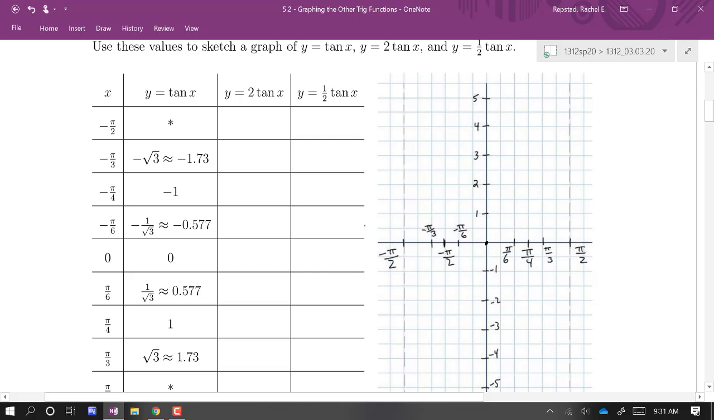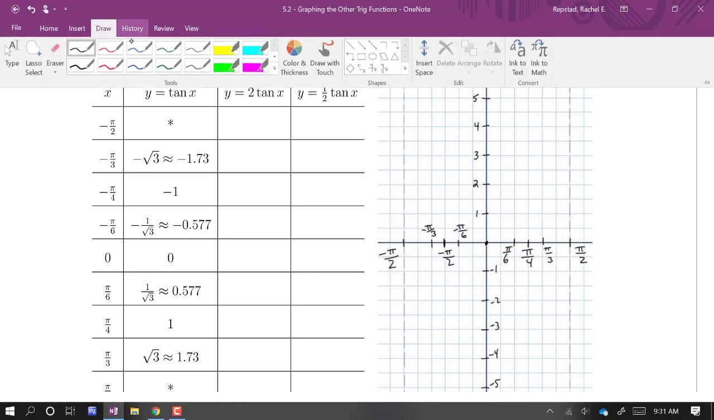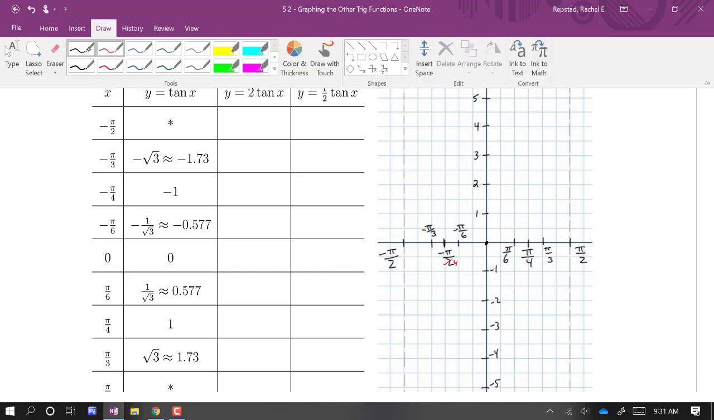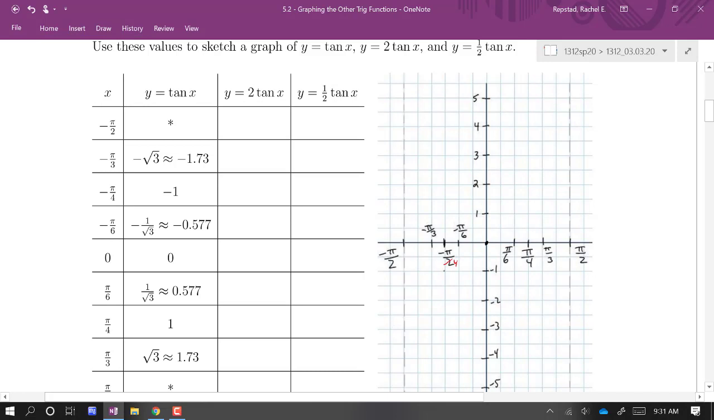I wrote negative pi over 2 twice. Sorry about that. That's supposed to be a negative pi over 4 there, in between negative pi over 6 and negative pi over 2. So at negative pi over 4, we're at negative 1. At negative pi over 6, we're at negative 1 over root 3, which is approximately negative 0.577, so a little bit below the negative half. At negative pi over 3, we're at negative root 3, which is negative 1.73, so maybe about here. And then over here at negative pi over 2, there's just a star.